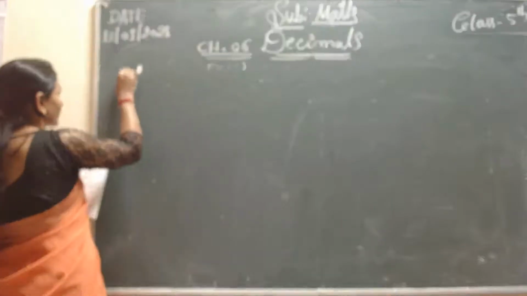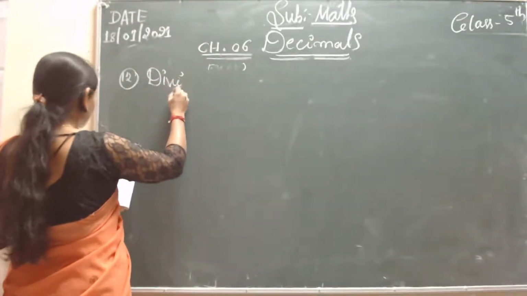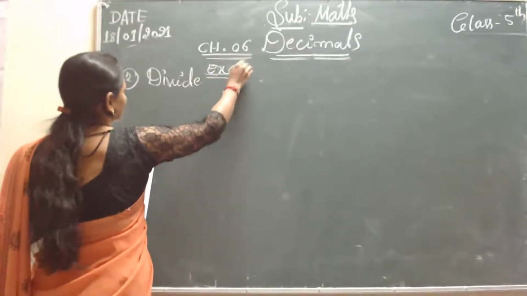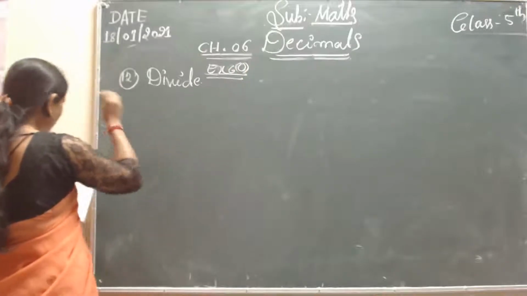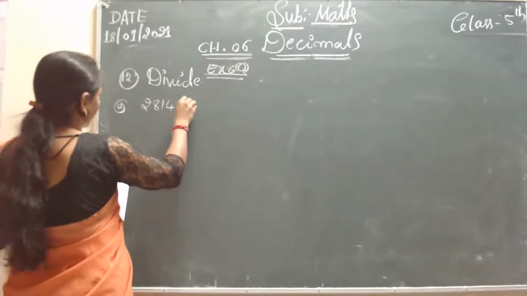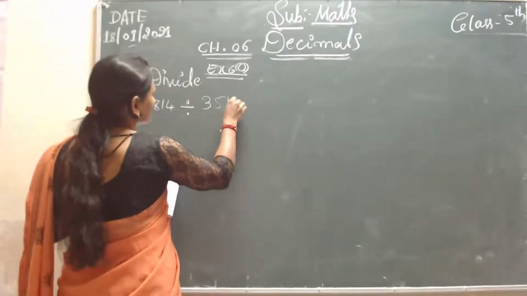Students, on 12th May, same method. So first I will show the traditional method, incomplete. So first question, 2814 divide 351.75.